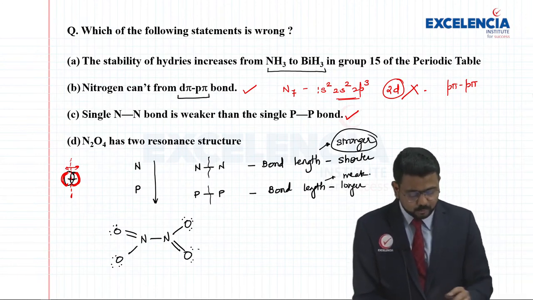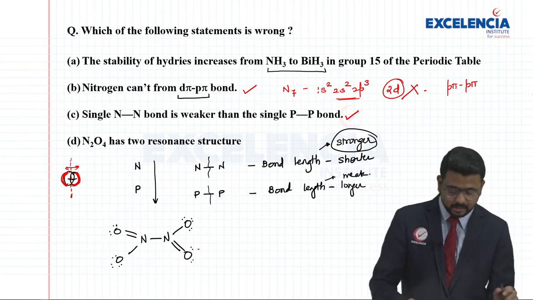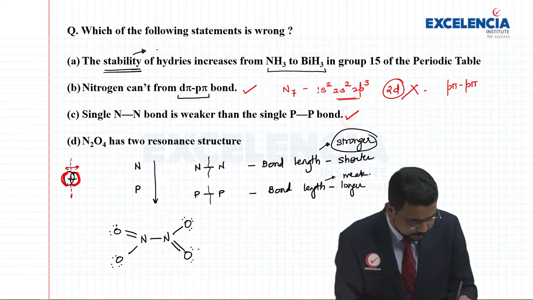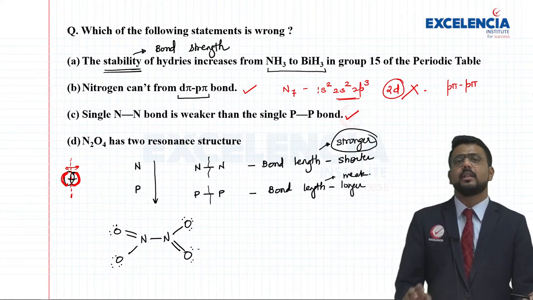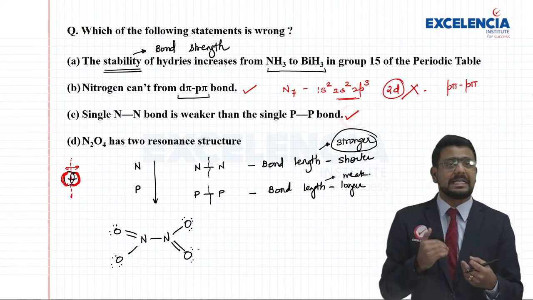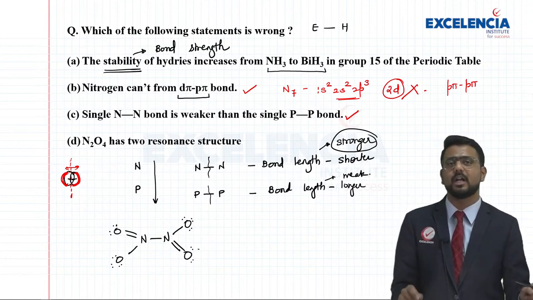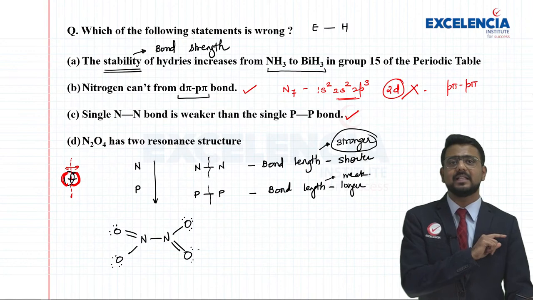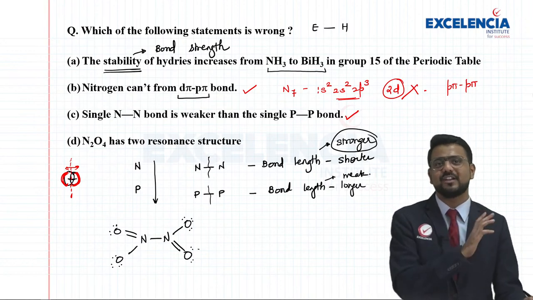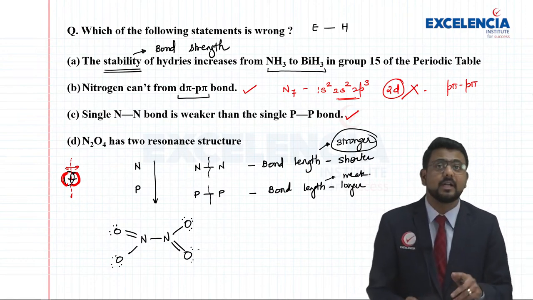Now, if you look at option A, the stability of hydrides increases from NH3 to BiH3 in group 15. Definitely this stability depends on the bond strength, right? The bond strength also depends on the bond dissociation energy. As we go from nitrogen to bismuth, because there is an increase in atomic size, the bond length between the group 15 element and hydrogen is going to increase, right? And because the bond length is increasing, the bond dissociation energy will decrease.